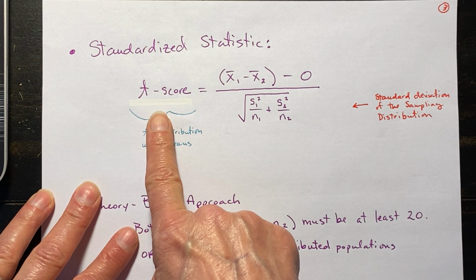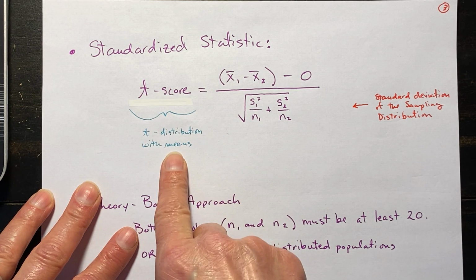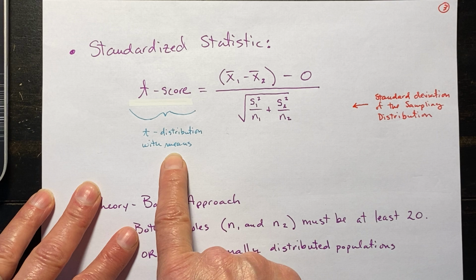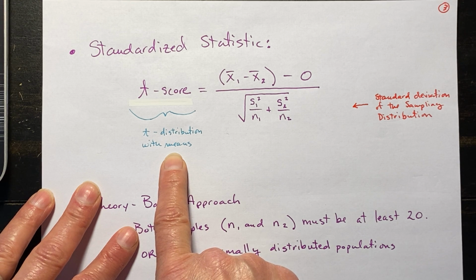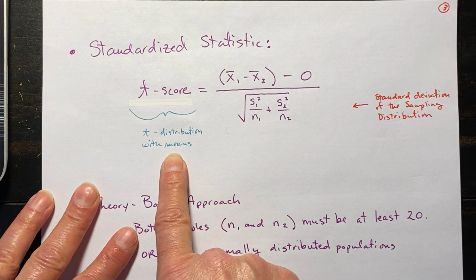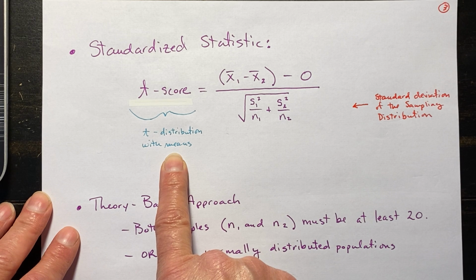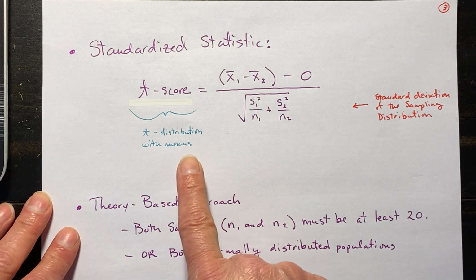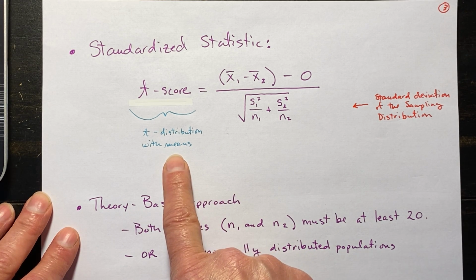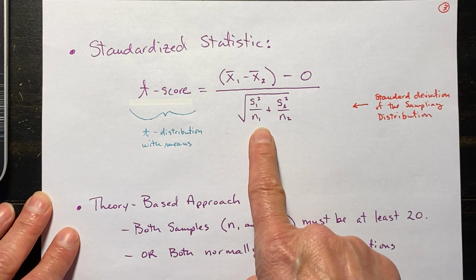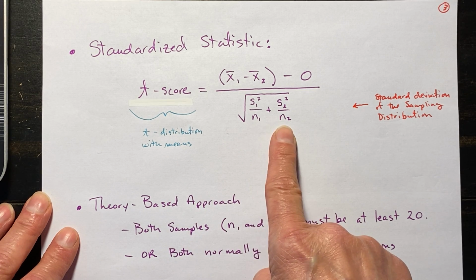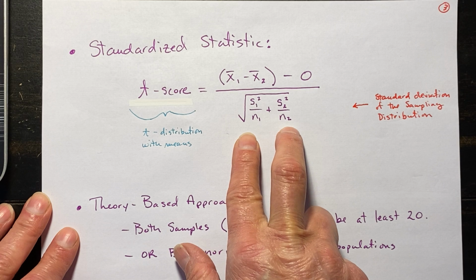And when we're talking about means, we're talking about the t distribution, that family of curves that depends on the sample size and degrees of freedom. We will see the degrees of freedom in the applet, but we are talking about N1 and N2, the two different sample sizes.